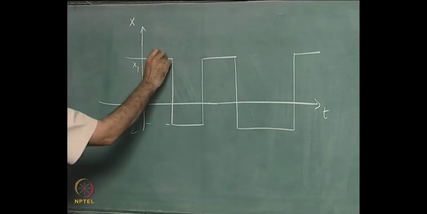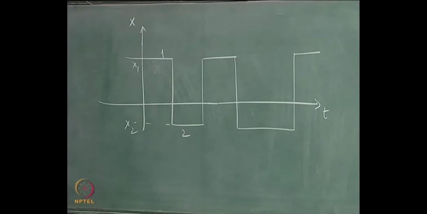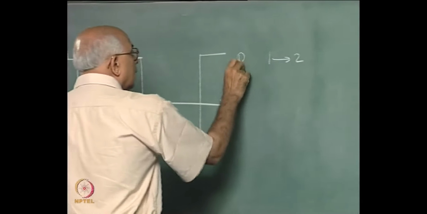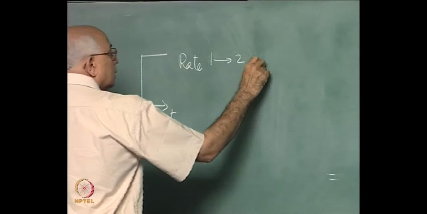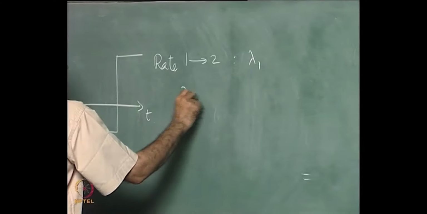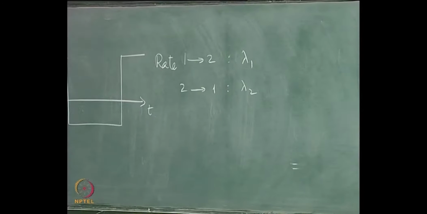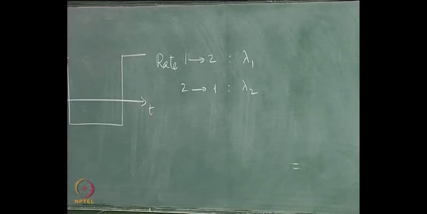So here is state 1 and here is state 2, and there is a certain transition probability, or rate per unit time, of switching from state 1 to state 2, and let us call that lambda 1. So the 1 to 2 rate of switching is lambda 1, and 2 to 1 back again is lambda 2, in general.